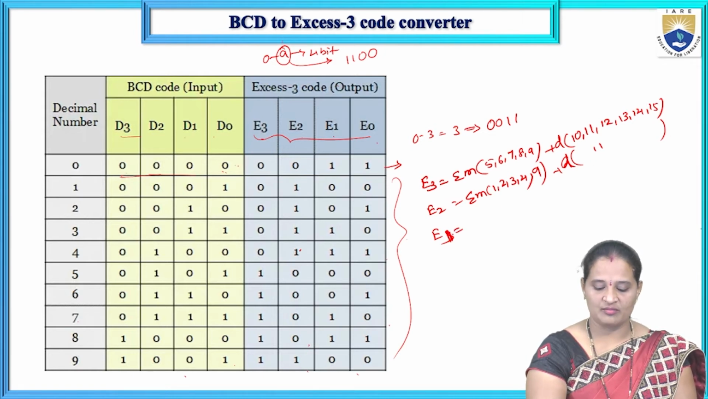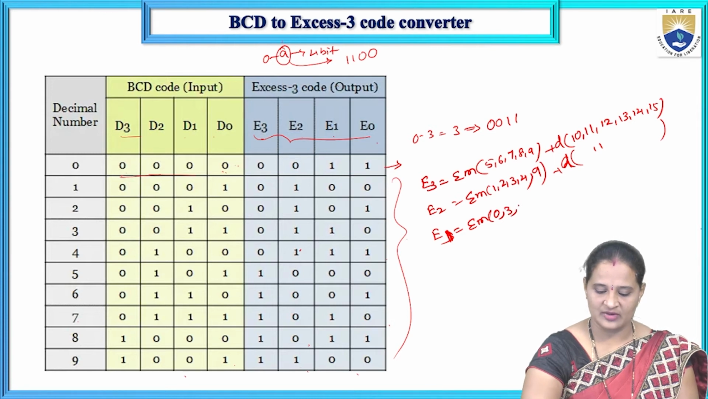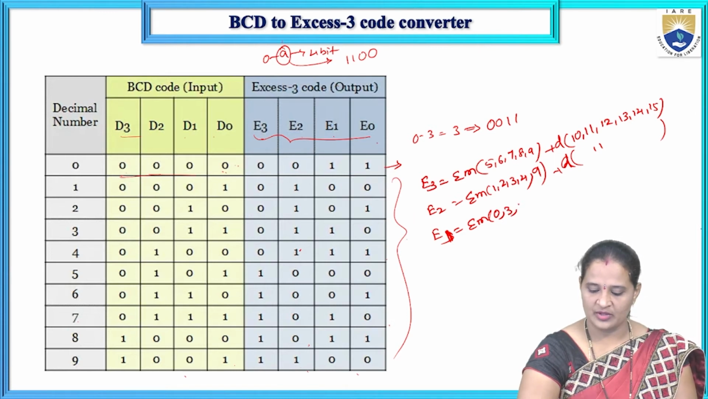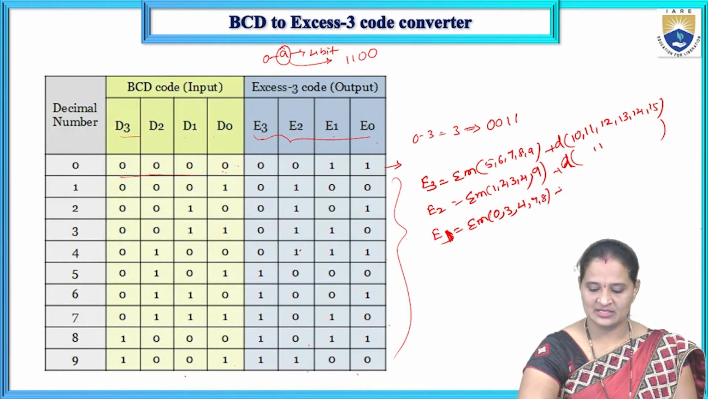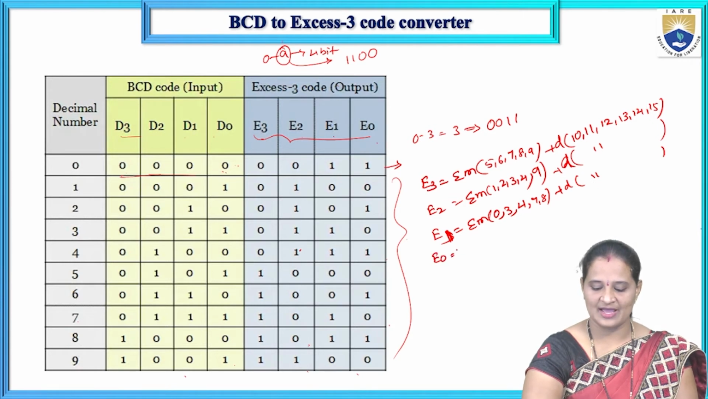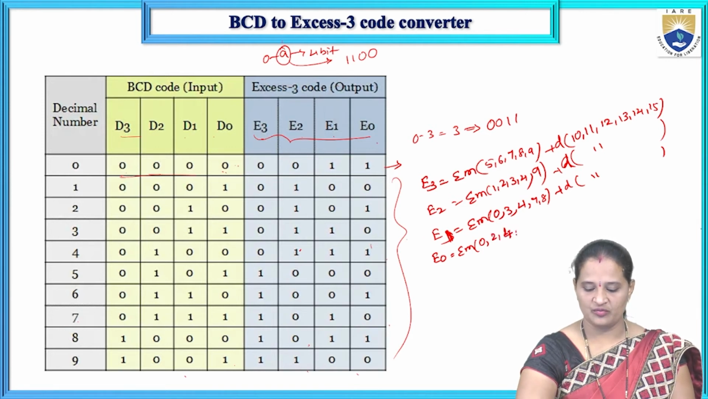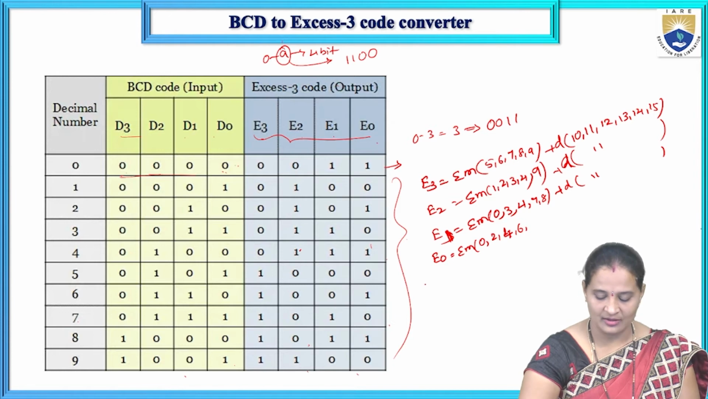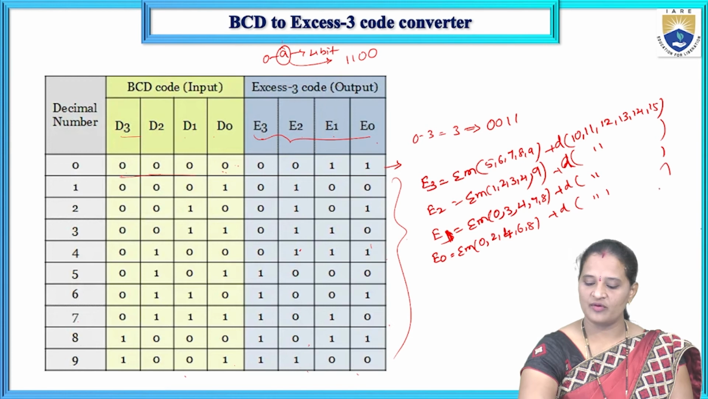Now E1 can be considered as summation m of 0, 3, 4, 7, 8 plus don't care conditions. Next E0 can be considered as summation m of 0 to 4, 6 and then 8, plus don't care conditions, which are common for all the 4 outputs.